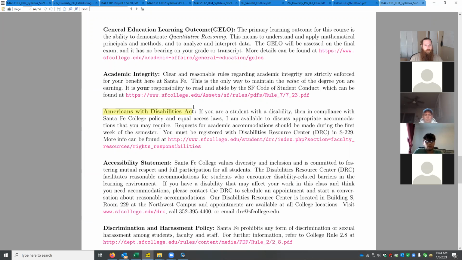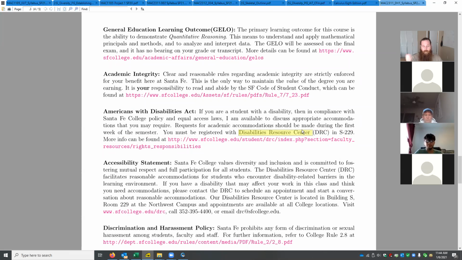The ADA: if you have any sort of disability, if you're registered with the DRC, or you think you might be entitled to any sort of testing accommodations, just let me know. I'm happy to work with you. The DRC folks are really great. They're super friendly and super helpful, but sometimes they're a little bit slow in getting paperwork done.